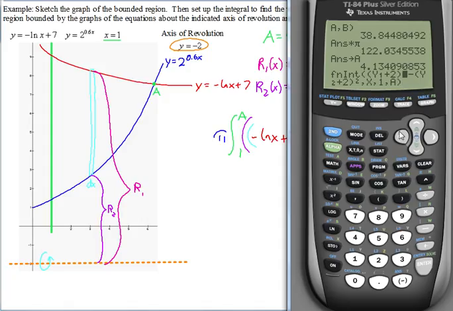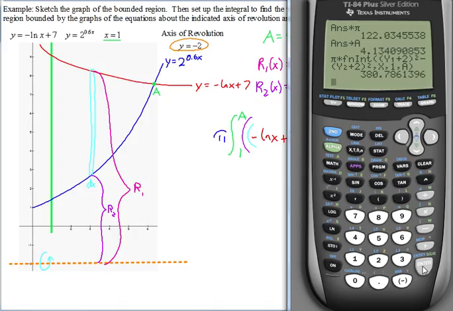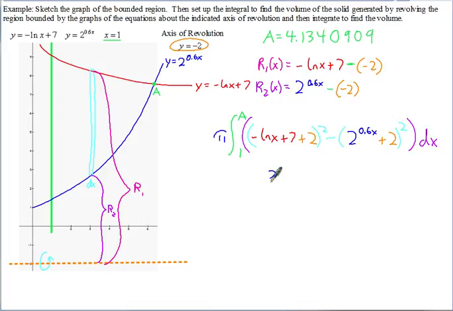And again, I forgot to put in the pi, so what I'm going to do here is right at the very beginning, I'm going to go second insert, pi, and then times this. There you go. So now I don't have to multiply by pi at the end. And we get 380.786. Again, it's not specific units, but it is volume, so it's like units cubed.